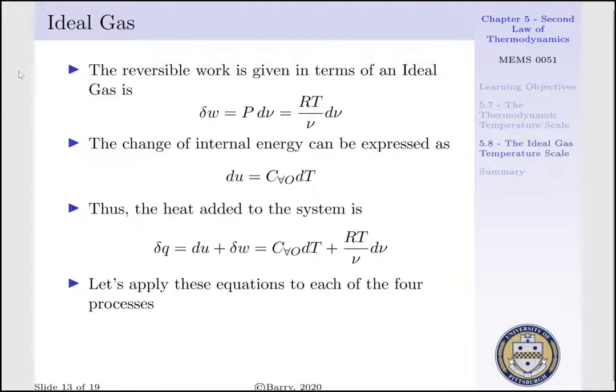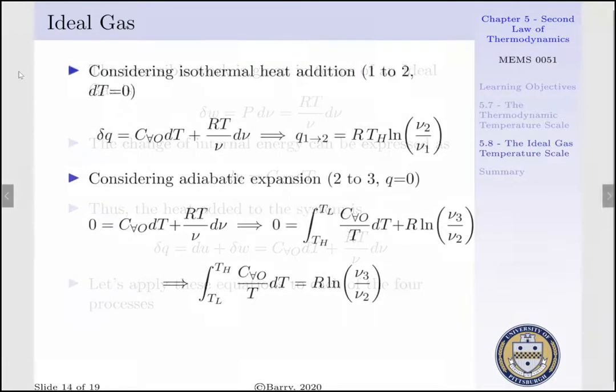Now let's apply our conservation of energy equation formulated for an ideal gas to each of the 4 processes. Let's consider the process going from state 1 to state 2, where we have an isothermal heat addition process. In an isothermal heat addition process, our temperature does not change. dT is equal to 0. Delta Q is equal to CV naught dT plus RT per nu d nu. Or our heat supplied going from state 1 to state 2 is simply equal to our gas constant times our high temperature, TH, times the natural log of nu2 per nu1.